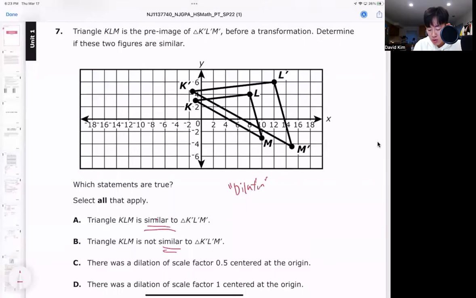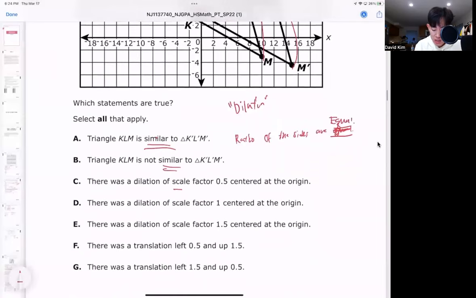Well, it's only going to be similar if the ratio of the sides are equal. So if I take KL to K'L' that way, is it going to give me the same ratio as if I were to take L'M' to LM like this? That is really the main idea here: how much have I dilated, and how much do the ratios work? Are they all in sync with one another? And there is a scale factor which I also need you to understand.